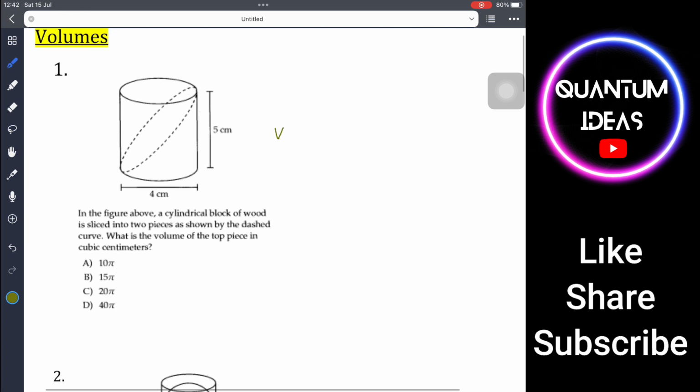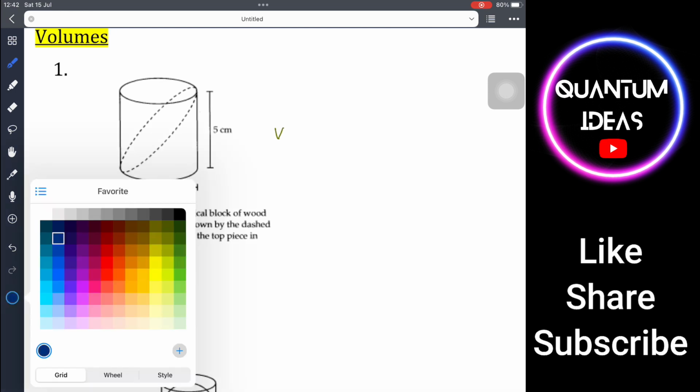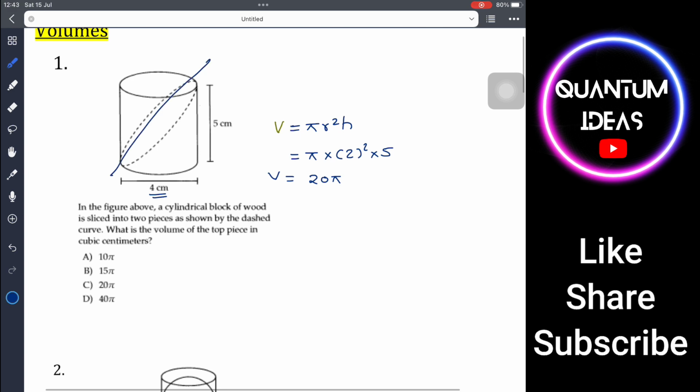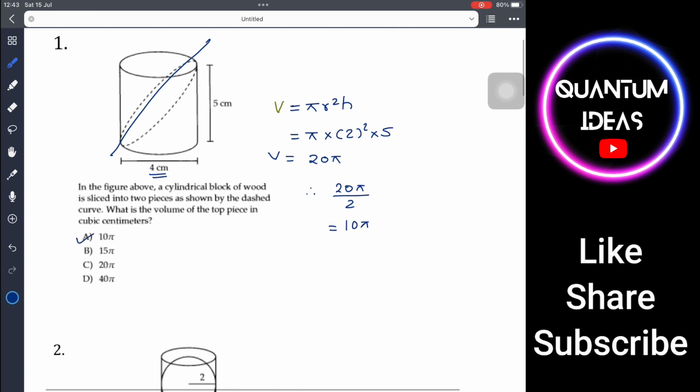So the volume of the cylinder is equal to pi r squared h, where r is the radius of the cylinder and h is the height. Since this is the diameter, the radius of the cylinder will be half of 4, that will be 2, right? So this is 2 squared, and the height of the cylinder is 5. So 2 squared is 4, 4 times 5 is 20. So 20 pi is the volume of the cylinder, and the volume of this top piece is half of this, right? So the volume will be 20 pi over 2, which equals 10 pi. So the volume of the top piece is 10 pi.